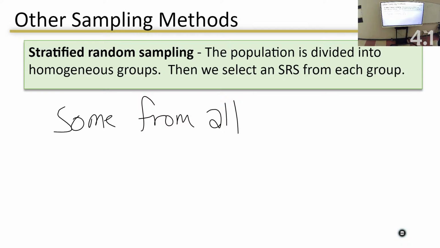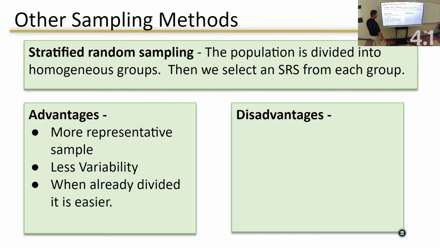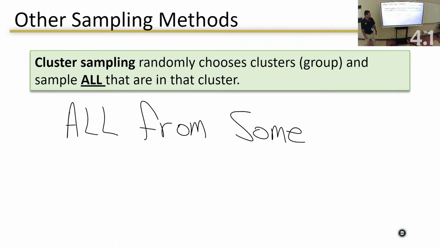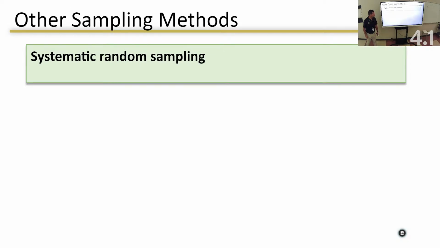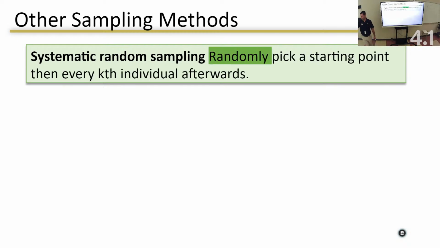How close did I get? Systematic. Oh, that's it. Systematic. You number them and you select every so many one. Systematic is like mathematical. You randomly pick a starting point and you go every so many one.